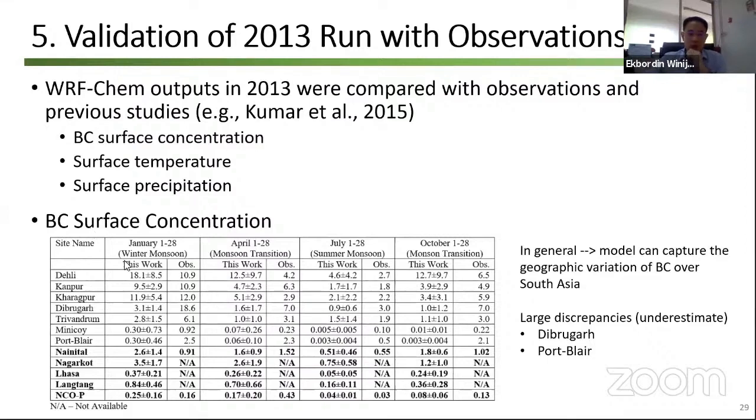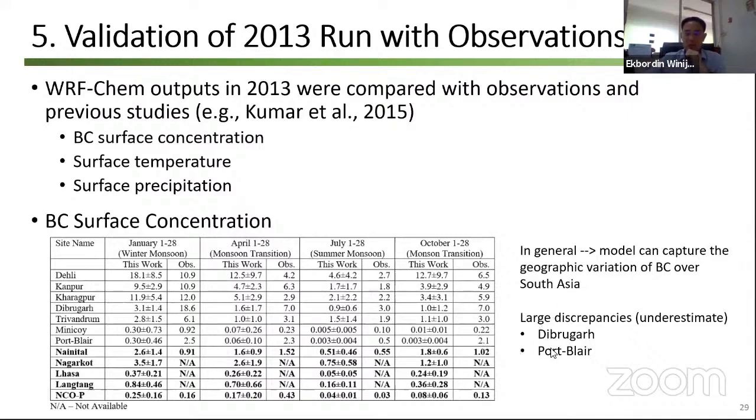So you can see that the model output is the black carbon concentration, and the observation is the monitoring data that we get from monitoring stations in different locations. If we compare during different times of the year, the output from the model and observation are pretty much within the same range. So we can summarize that the model can capture the geographical variation of black carbon concentration over Southeast Asia.